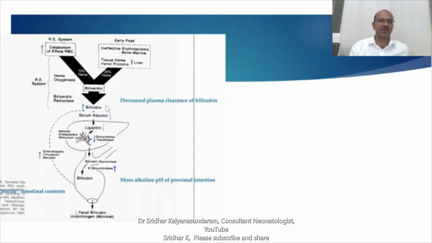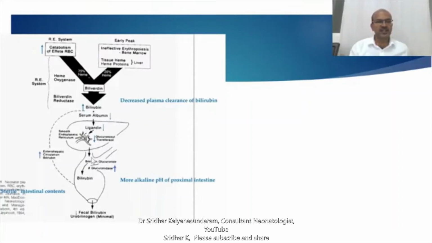The unconjugated bilirubin is mostly bound to the albumin. However, if your serum albumin binding capacity is overtaken either by a very rapid production of bilirubin or by the albumin being low, you may have more free bilirubin, which is one of the important factors that play a role in brain damage or brain injury.